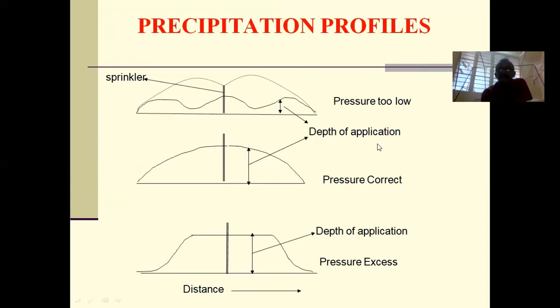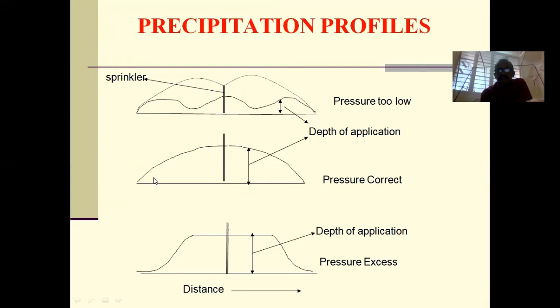When pressure is low, how will the precipitation depth be? Nearer the sprinkler, you get a larger depth. Farther from the sprinkler, you get a larger depth. In between, you get a lower depth. It is because when pressure is low, the larger nozzle throw is supposed to cover this area also. So what will happen is the jet will come out and it will go as a jet without breaking. When it is not breaking into droplets, it will reach the periphery and it will not fall here.